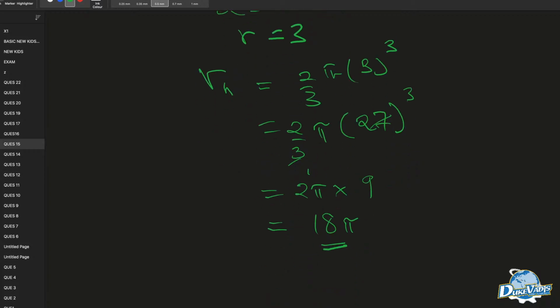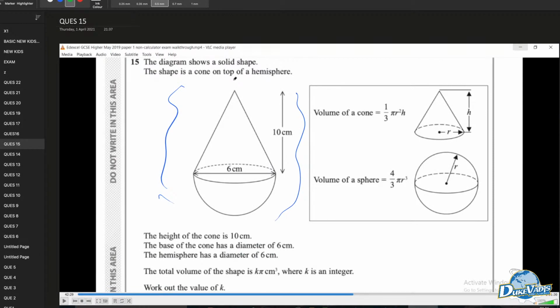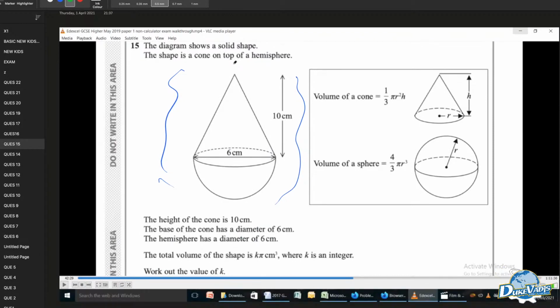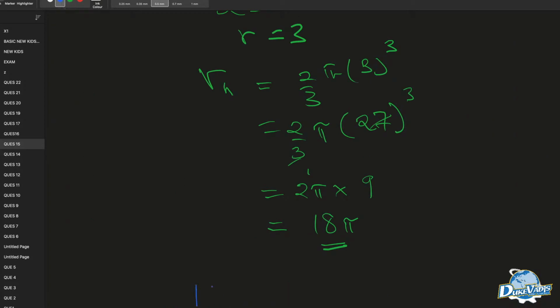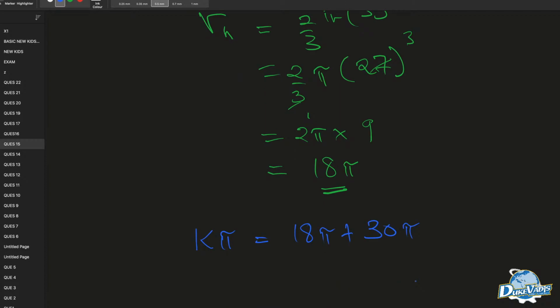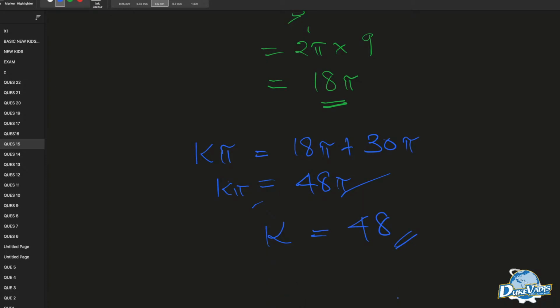Okay, since we know the V, he said we should find the total volume of the ship is K, where we should find the value of K. So since now we know K pi, our K pi is equal to 18 pi plus 30 pi. So this will give us 48 pi, and this K pi. So pi will cancel each other, and our K will be 48. So that is the answer for question number 15.